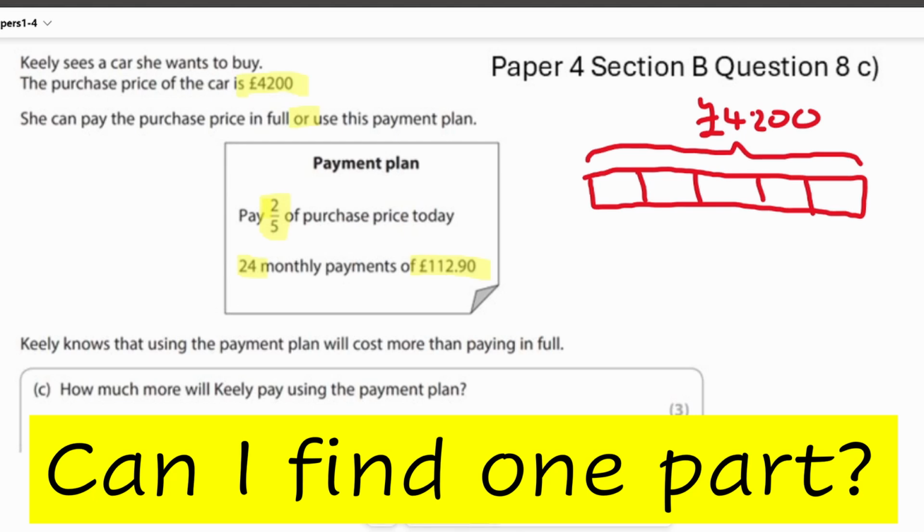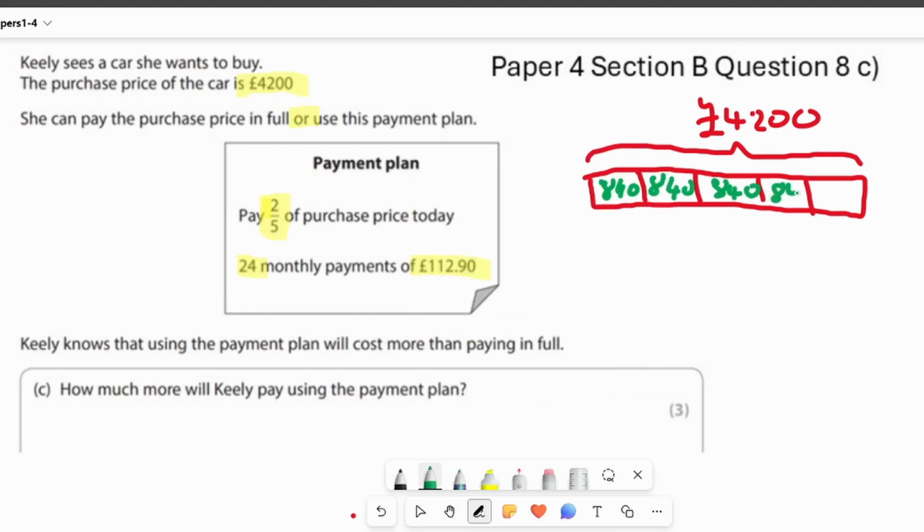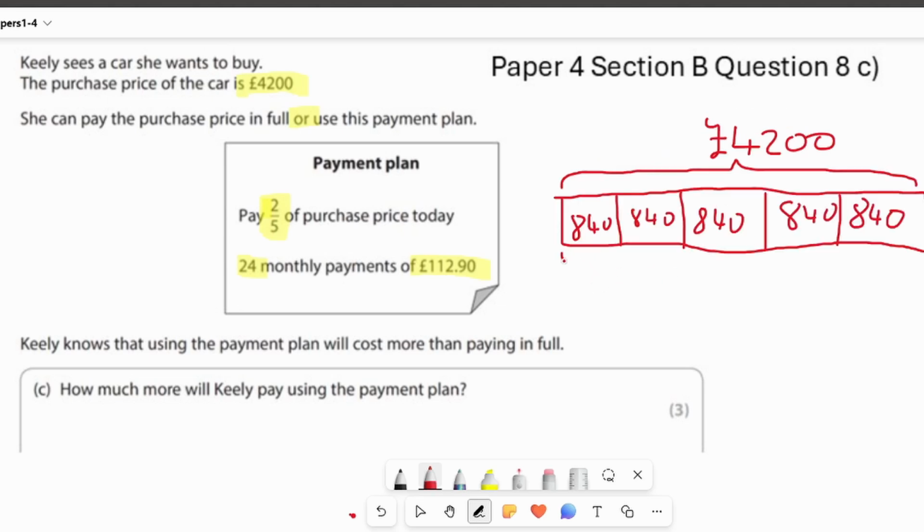So in order to find one part, I'm going to do 4,200 divided by 5, and we have a calculator in this section of the test, so I'm just going to put that into the calculator. 4,200 divided by 5 is 840, so I've got 5 equal parts of 840. That makes 4,200, and the question is asking us for 2 parts here. 2/5, it says, of the purchase price today.